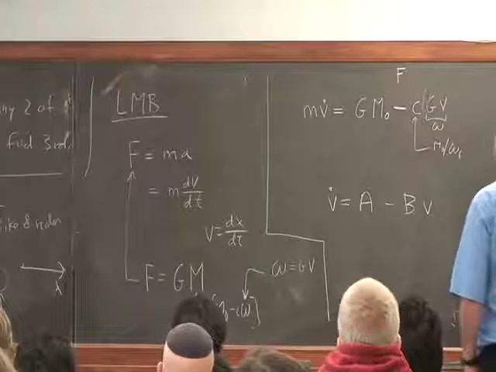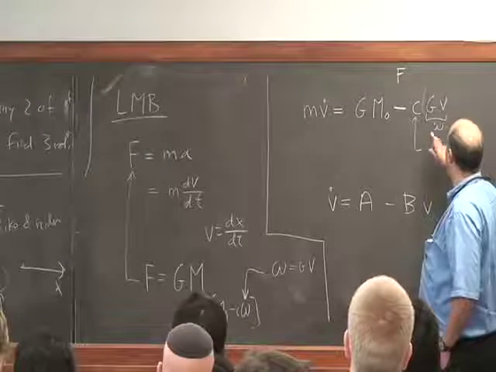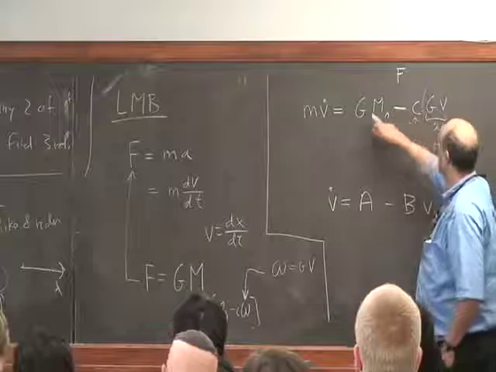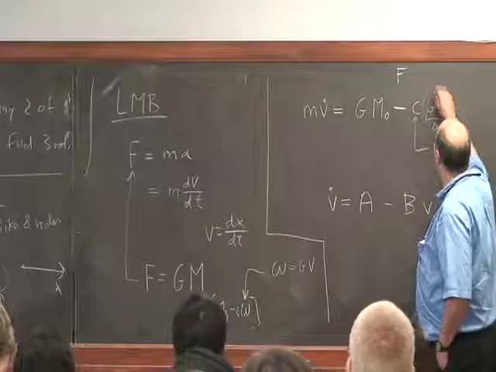Yes? Is G supposed to be squared? Because we have this G from before, so we have a G squared here.